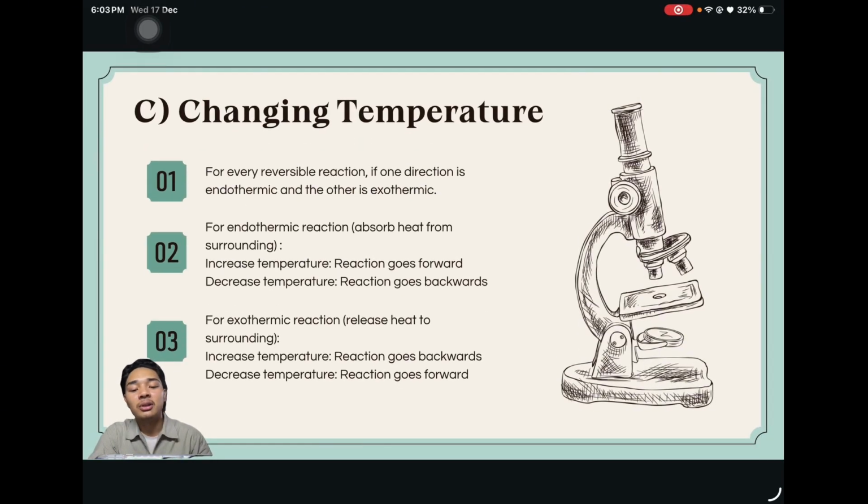Changing temperature. For every reversible reaction, one direction is endothermic and the other is exothermic. An endothermic reaction will absorb heat from the surroundings. Increase temperature, then the reaction goes forward. Decrease temperature, then the reaction goes backwards. An exothermic reaction releases heat to the surroundings. If temperature increases, then the reaction goes backwards, and if temperature decreases, the reaction goes forward.